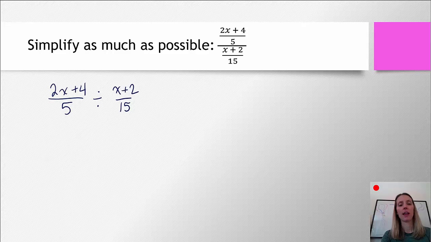over 15. I would suggest just starting with this step and then multiplying that by the reciprocal. You don't want to do too many steps at once because you might end up confusing yourself. Just take your time with these, one step at a time.